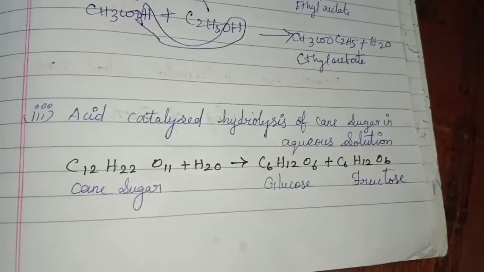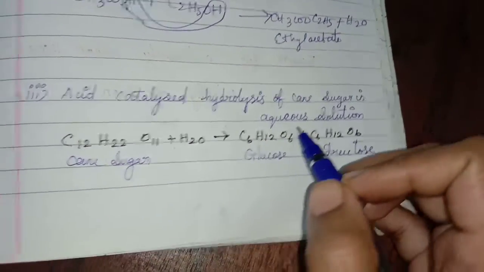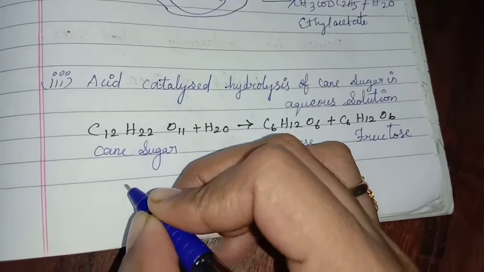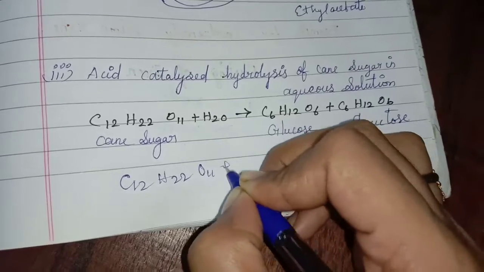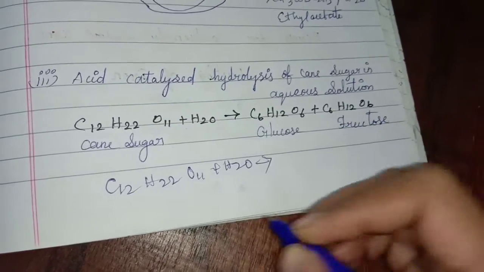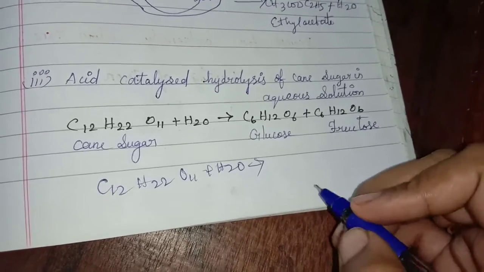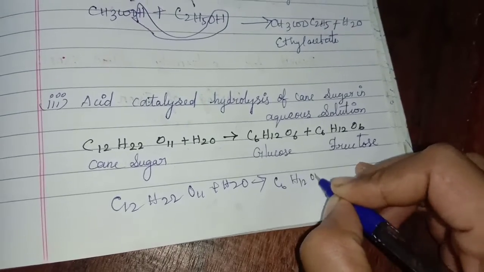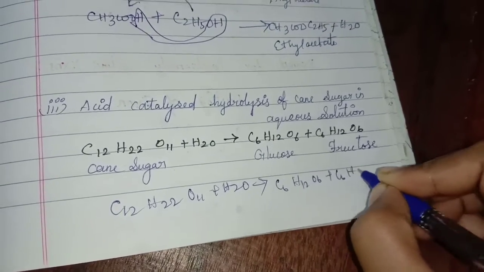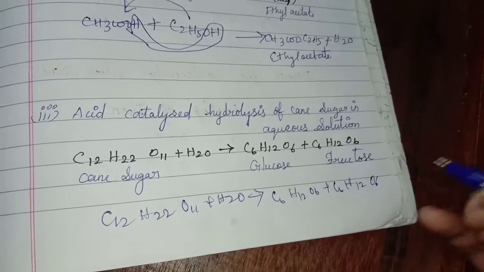Now another example, acid catalyzed hydrolysis of cane sugar in aqueous solution. What is the cane sugar formula? C12H22O11 plus H2O we are adding. It will join with H2O and give glucose and fructose. What is the formula of glucose and fructose? C6H12O6. Both have the same formula. So these are all examples of moderate speed reactions.